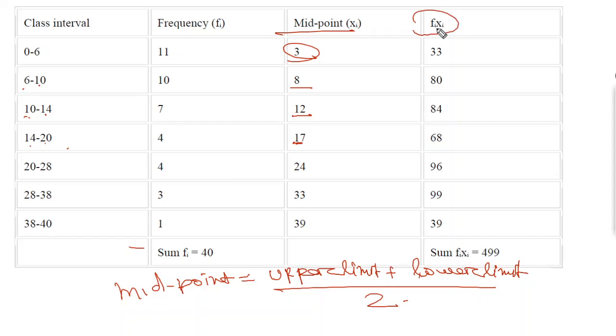Now you have to find fi xi. Here also you can see there are very small numbers, we can easily multiply them. So we don't need to find di here, the deviated mean, or the deviation. We'll directly find fi xi.